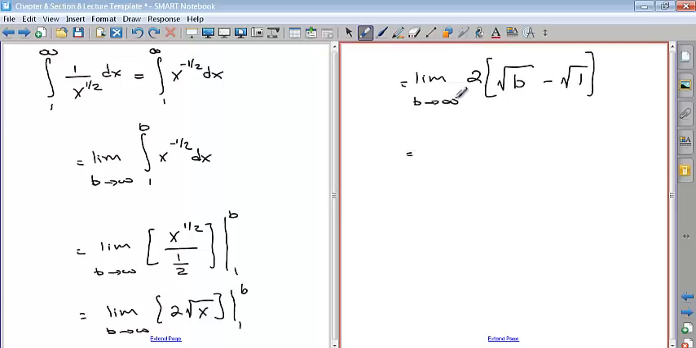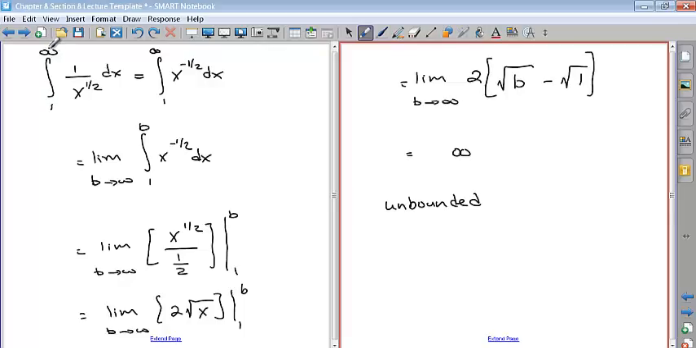And then if I take the limit as b goes to infinity, well, the square root of infinity is still infinity. So the result of this is infinity. So we can say that the original integral is unbounded. Means it keeps getting larger and larger and larger. So it goes to infinity. So it's unbounded. The value of x is going to infinity.